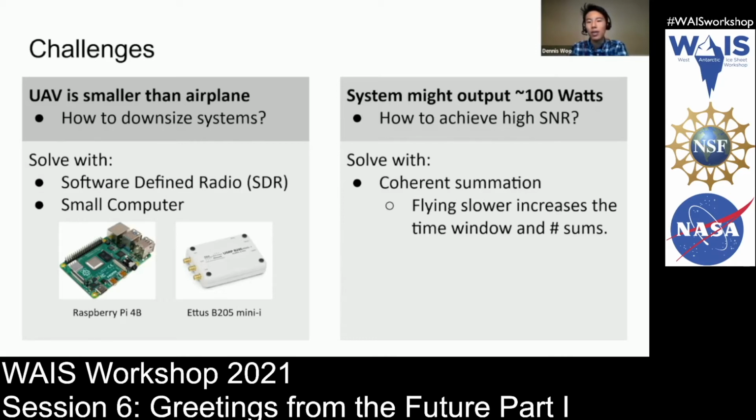And relatedly, we expect that a system like this might ultimately output around 100 watts of power, which is still relatively low. And so this leads to a second question: how do you achieve high signal-to-noise ratio, or SNR? We plan to address this with coherent summation and averaging, so summing phase-aligned signals and dividing by the number of sums. Physically, this is possible by flying slower over the ice, which increases the time window over which we can coherently sum, and therefore increases the number of sums we can use. So the second part of this project was just verifying that the B205 was capable of coherent processing.